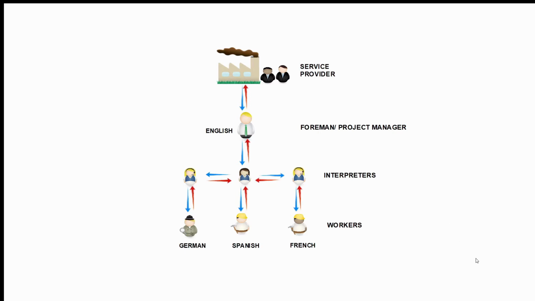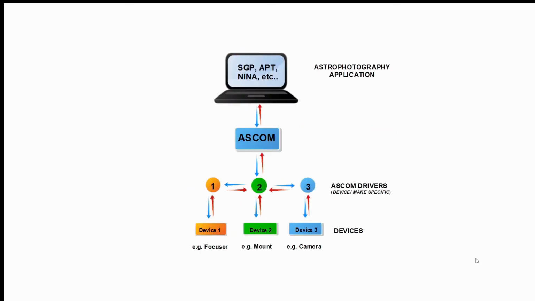So transferring this analogy to the ASCOM architecture, we can see exactly the same situation. So we have our astrophotography application and we have a number of devices which are connected to the computer. Now, as we said, all of these devices, whether it's a camera or a mount or a focuser, might be made from different manufacturers. They're different devices. So from manufacturer to manufacturer or from device to device, they may well have different methods of communication. And this is where ASCOM comes in.